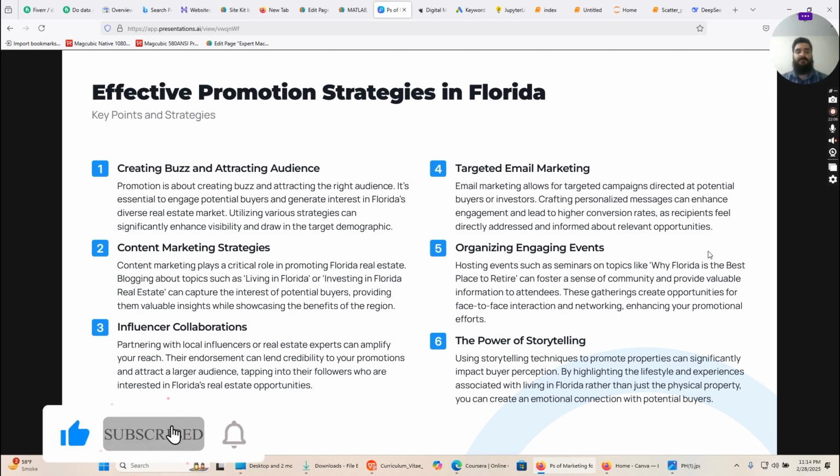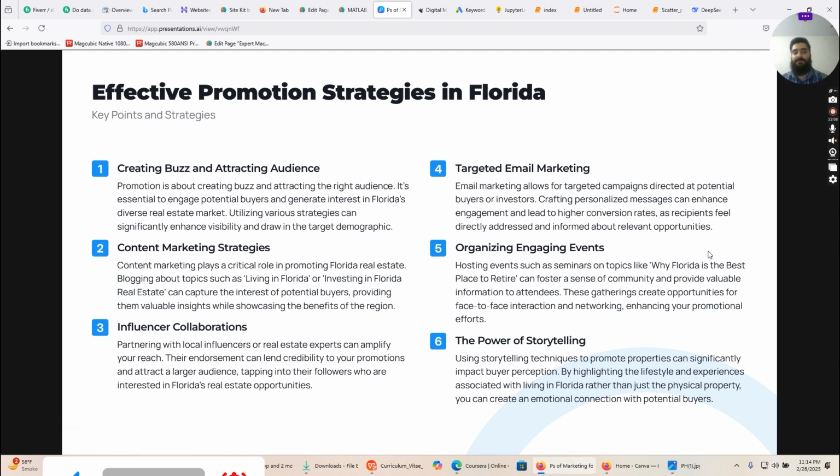Partnering with local influencers or real estate experts can amplify your reach. The endorsement by an influencer can help your brand establish a relation or trust with your potential buyers, because the buyers trust that influencer, and ultimately that trust will transfer to you. Their endorsement can lend credibility to your promotion and attract a larger audience, tapping into the followers who are interested in Florida real estate opportunities.